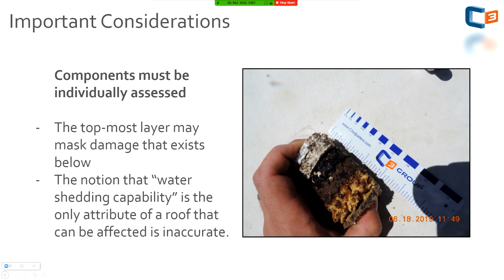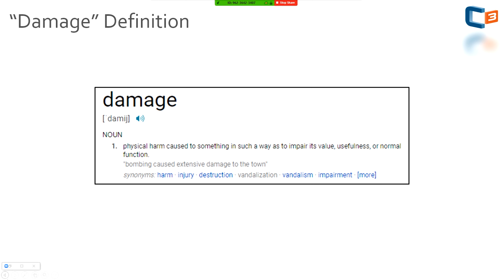Really starting off here, important considerations, and this is going back to what I was discussing earlier: components must be individually assessed. The topmost layer might very well mask damage that exists below. So don't just look at a roof visually like you would a sloped shingled roof and say, oh, it's fine. And also, there's a notion out there that if water shedding capability is not reduced, it's not damaged. That's not true. That's something you'll regularly hear insurance carrier engineers say. They think that one of the only attributes of a roof is its water shedding capability. And that's just not true.